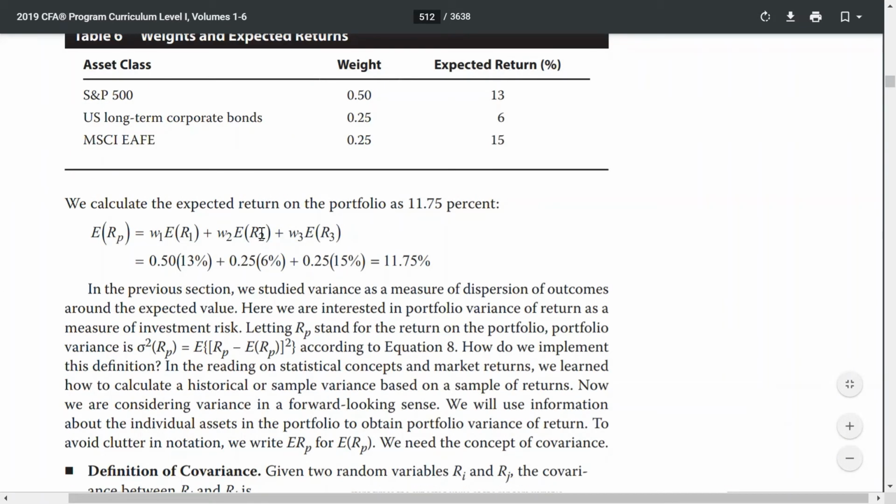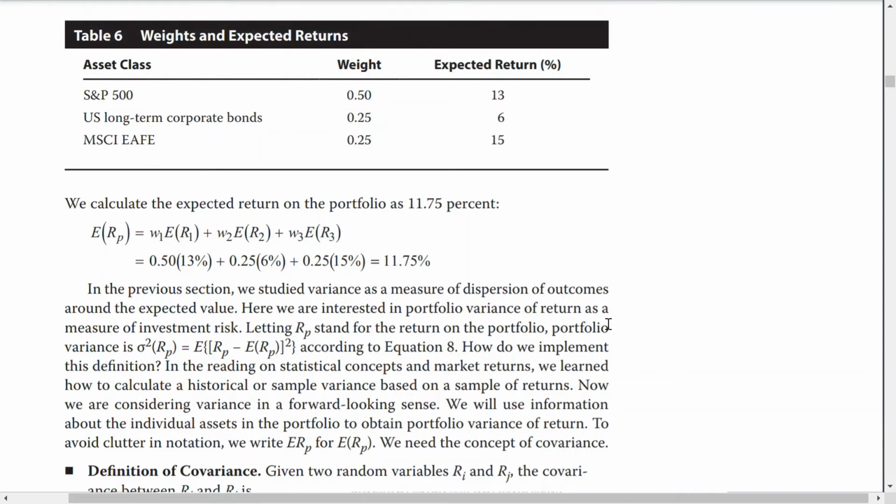We calculate the expected return on the portfolio of 11% by doing this. So 50% is the weight of the S&P 500, and the S&P 500 return is 13%. So we multiply them, add the 25% from the U.S. long-term corporate bonds, multiplied by 6, and then 15 multiplied by 25. We add all of these weighted asset classes together, and you get 11.675%. That's a decent return on your investment.